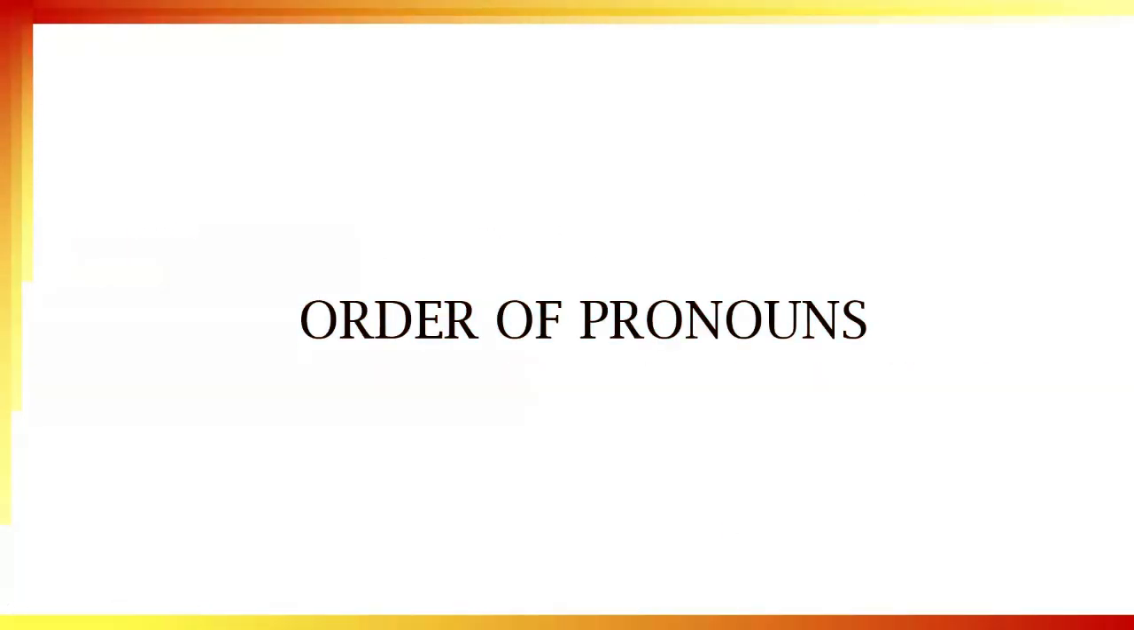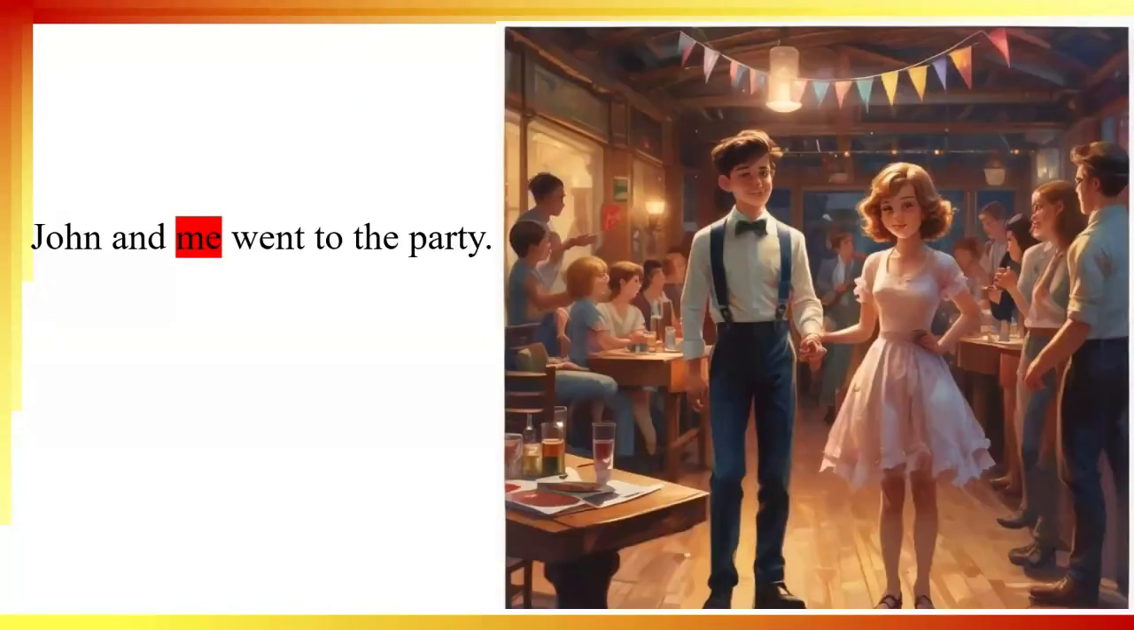Let's come to the fifth common error, and this one is related to the order of pronouns. And to be very honest, it's not just about the order of pronouns, it's also about the correct use of pronouns. Let's understand this with an example. Look at this sentence: John and me went to the party. Now, here, the pronoun me is grammatically incorrect.